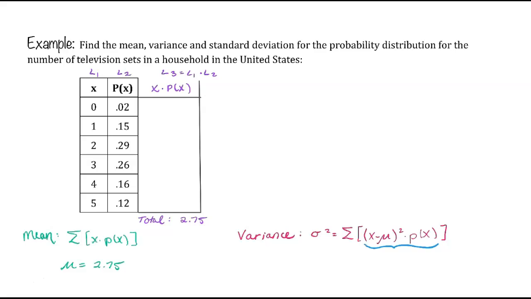We already have the x values in List 1, so let's create our next list to have each x value minus the mean, 2.75, squared, times its corresponding probability.